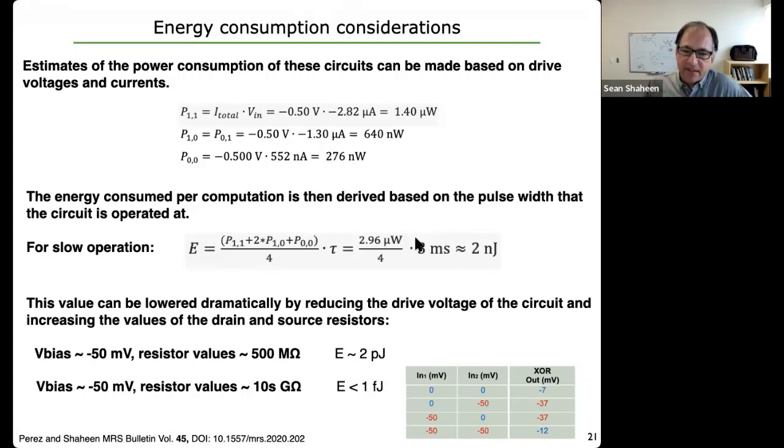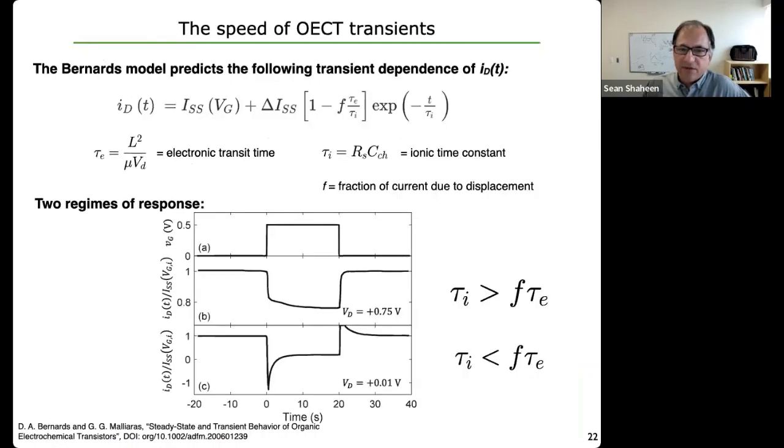And keep in mind, that's still at this very slow operation of 3 milliseconds, right? So if we could run it faster, then we can get the compute done quicker and we will burn less power in that time step. So the question is, could you run these things faster? And I'll take a little side detour and talk about that in the devices.